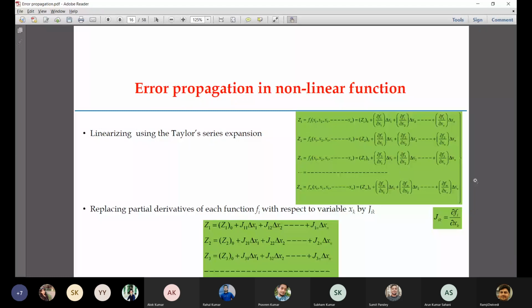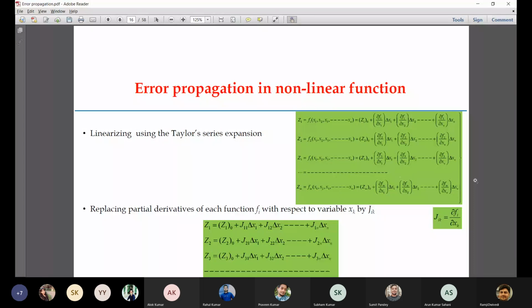Similarly, for Z2, for Z3, for Zn, you are writing the whole set of equations. Please remember, it's very simple. If you are given any function, in this case it is very long, let's say you just have two values, x and y, instead of x1, x2, x3, xn. Z is a function of x and y. It is a non-linear function. How would you write it?